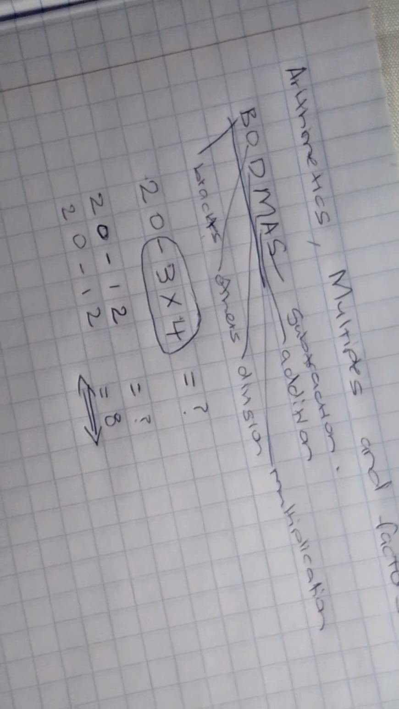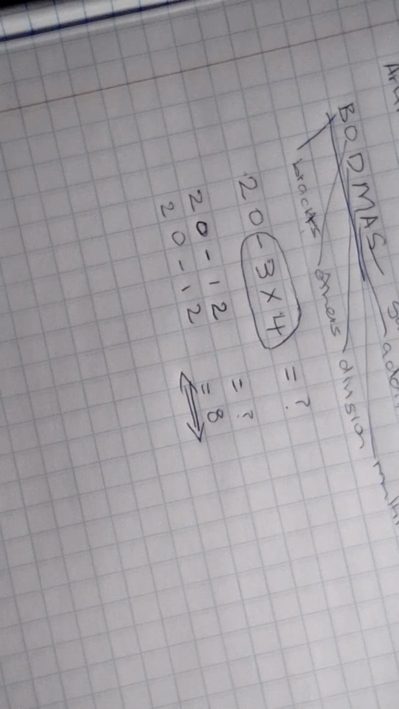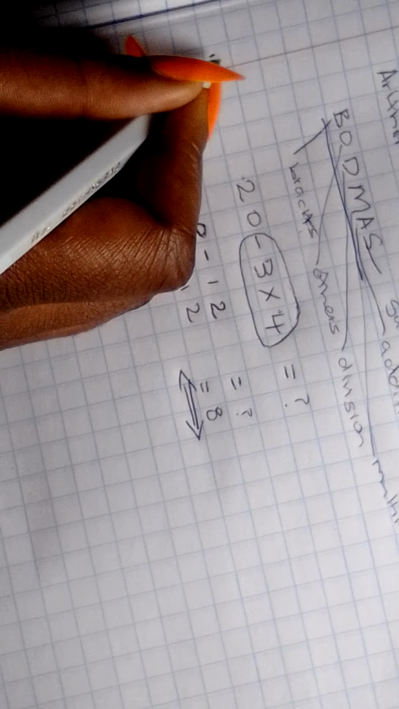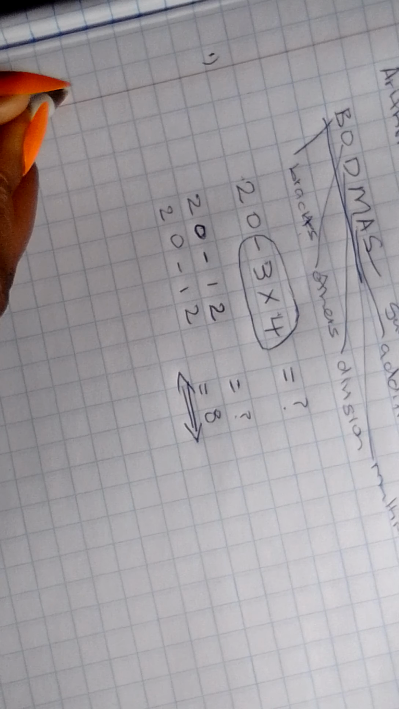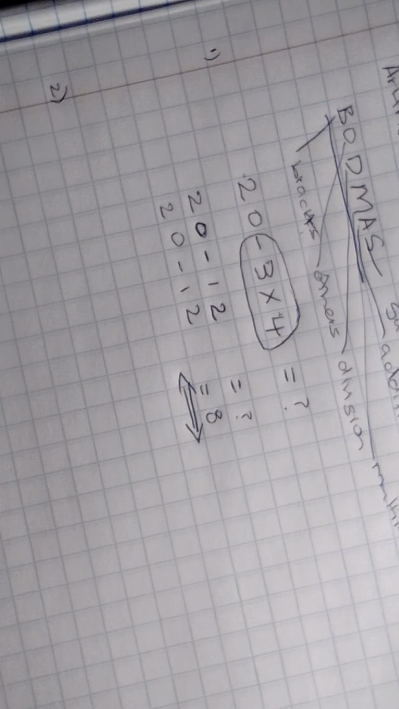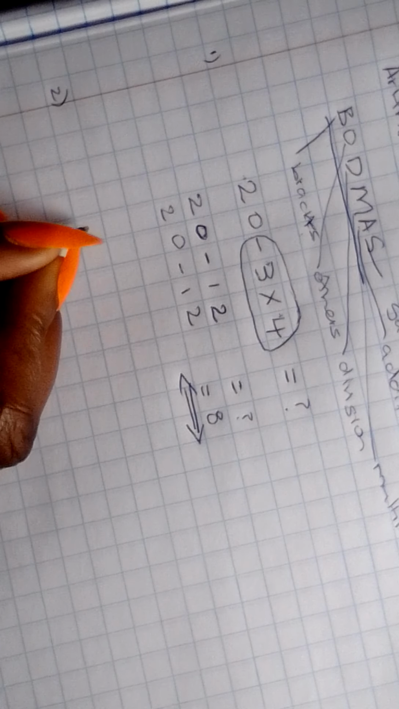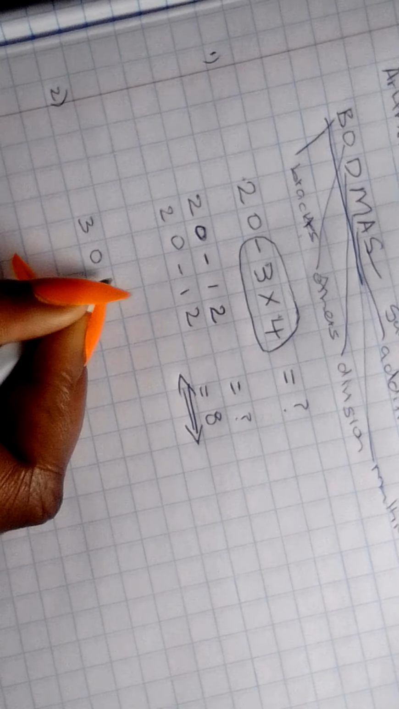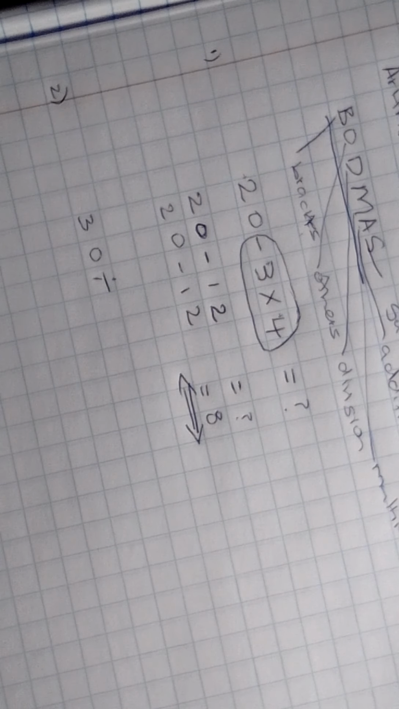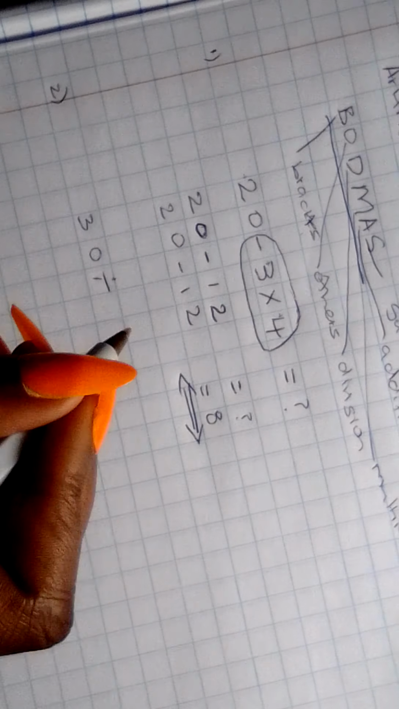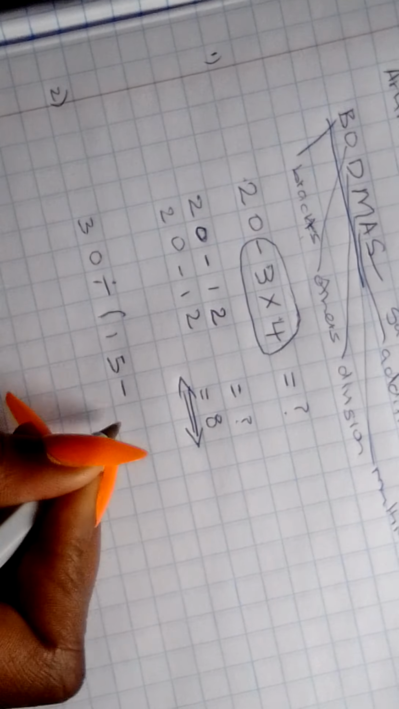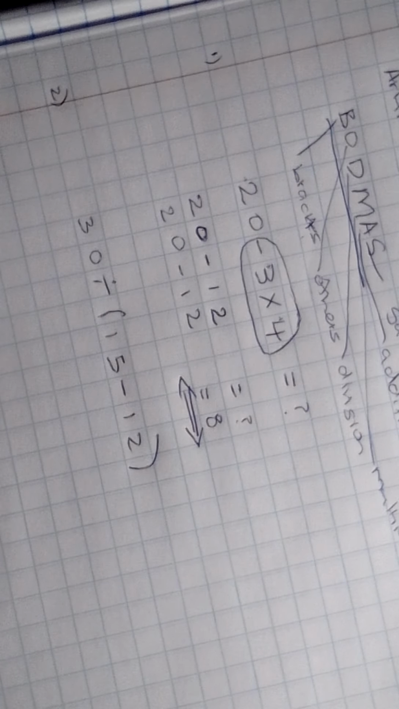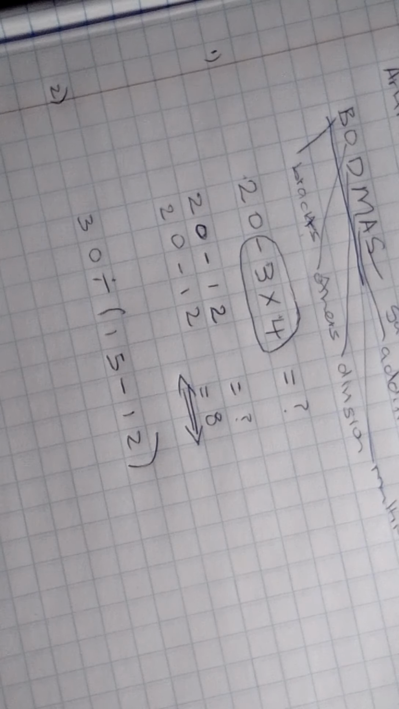Now let's look at the second example. This was the first example, example number 1. Let's look at example number 2. Example number 2 says 30 divided by, open brackets, 15 minus 12, close brackets.